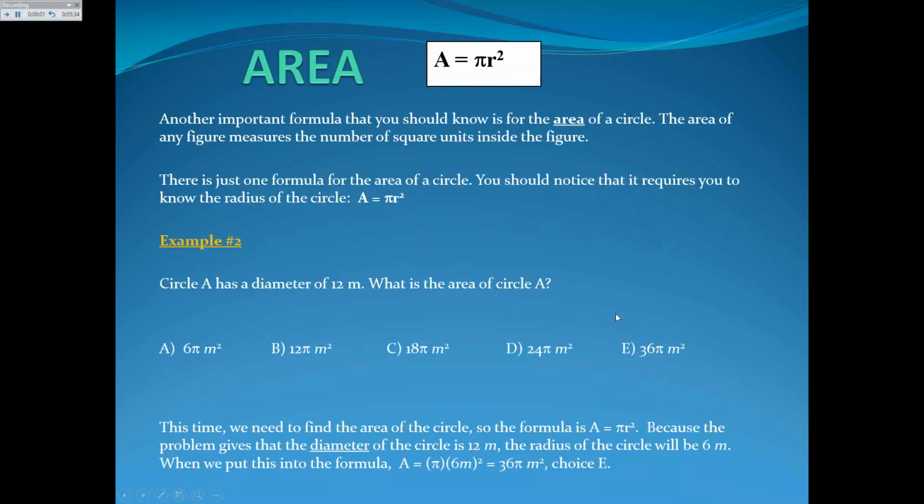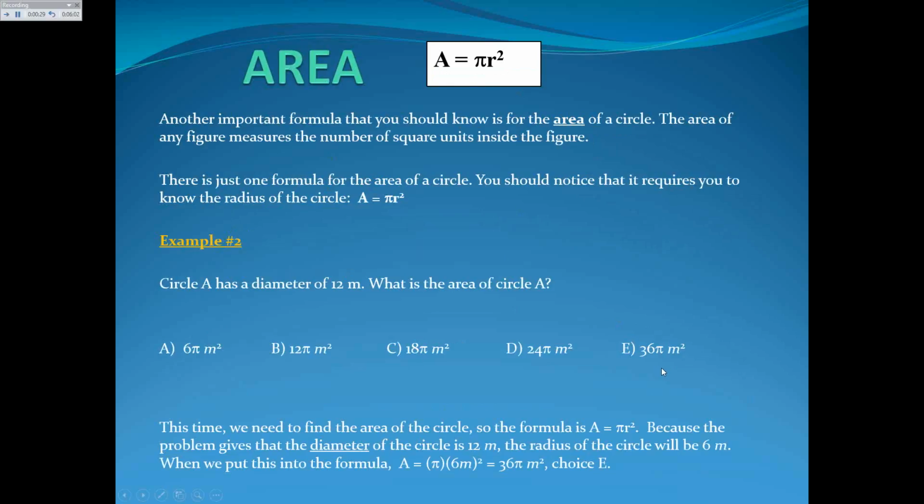Now, we need to find area of circles. Area is pi r squared. Just look here, another important formula you should know is for the area of a circle. The area of any figure measures the number of square units inside the figure. There's just one formula for the area of a circle. You should notice that it requires you to use the radius of the circle. Area equals pi r squared.